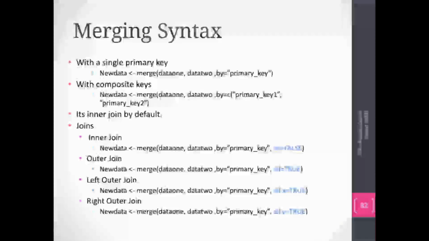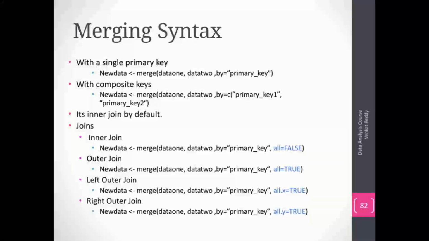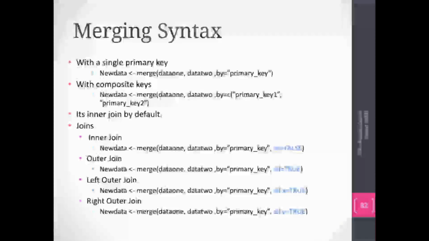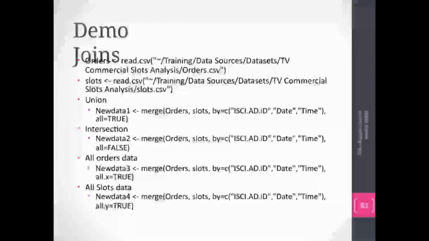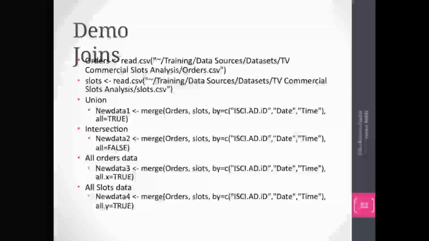Now, the concept of merging or joining these datasets is crucial because it helps us analyze data from different sources together. Here, we have different types of joins. The first one is the union, which is represented by the newData1 variable. Using the merge function with all equals true, this performs a full outer join, meaning it combines all records from both datasets, matching where possible, and filling in missing values where there's no match.